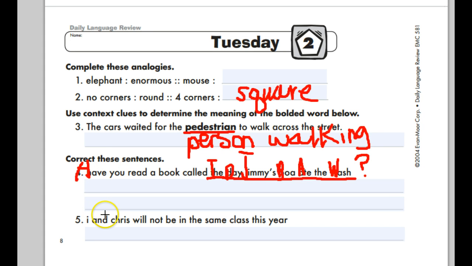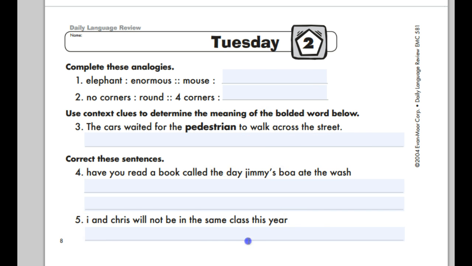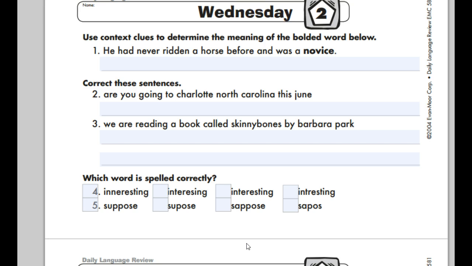"I and Chris will not be in the same class this year." Well, the good thing is they have "I" instead of "me," because we know we use "I" at the beginning of a sentence. Problem is they have it in the wrong spot. Chris needs to be first. We want to put the other person first. So it should be "Chris and I will not be in the same class this year," and that's a fact, period. Okay, Wednesday.